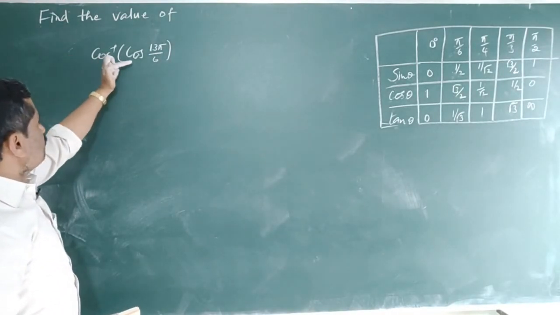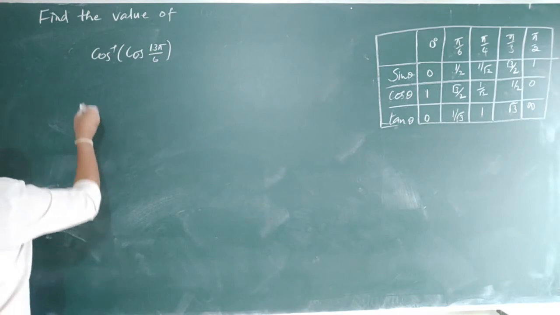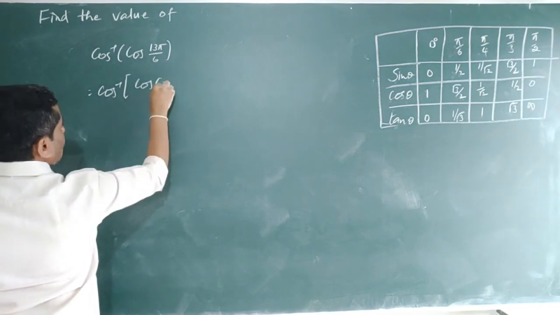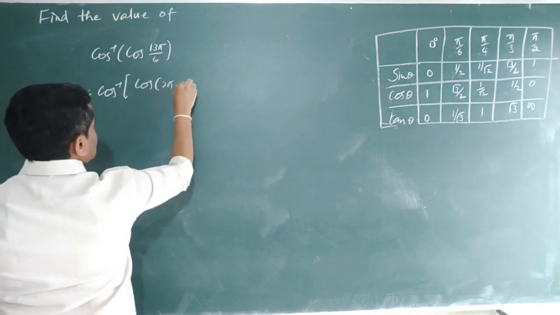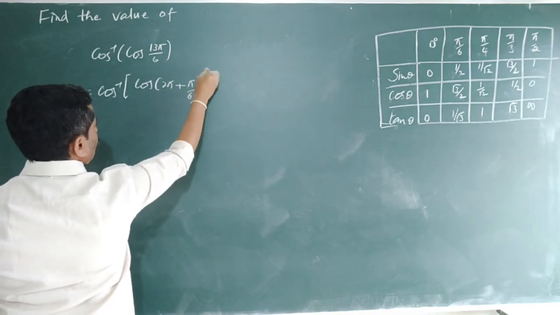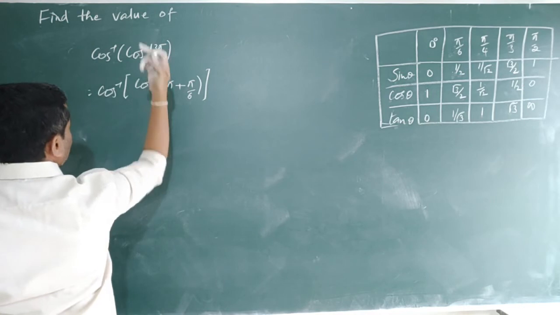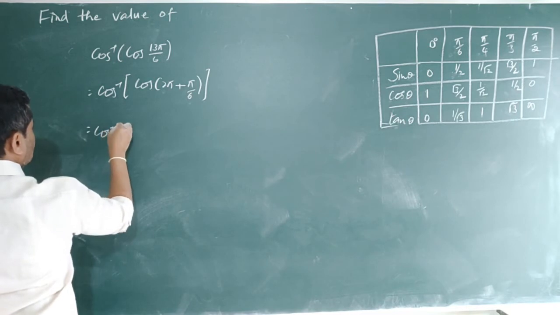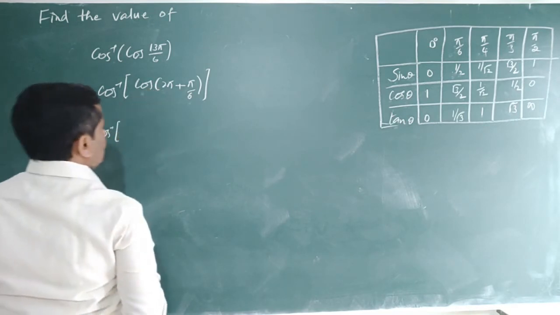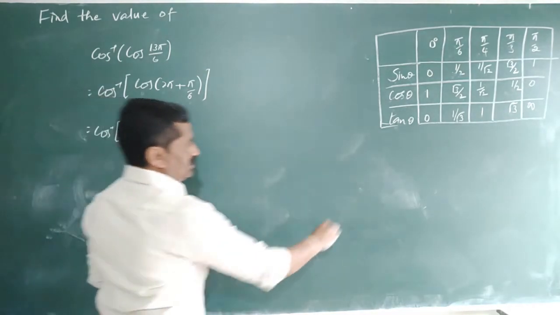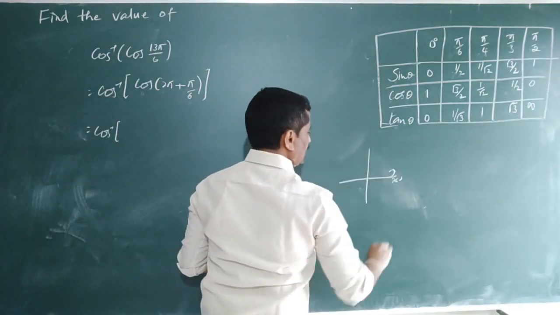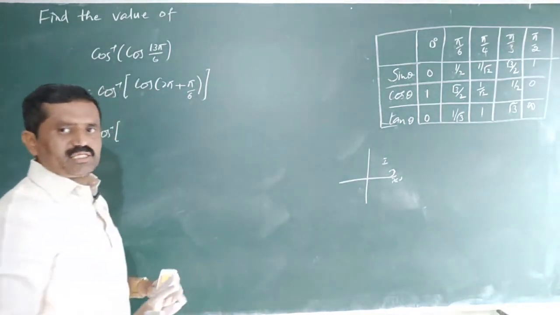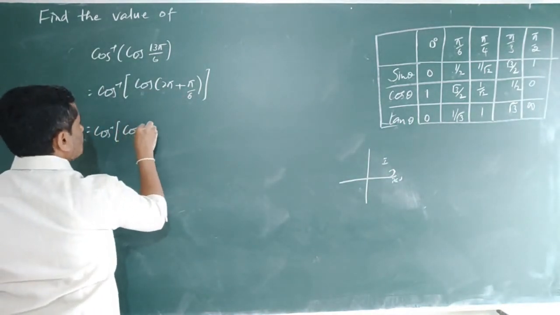Next we have to find the value of cos inverse of cos 13 pi divided by 6. Again that is equal to cos inverse of cos of 2 pi plus pi by 6. Okay, so that is 12 pi plus pi, we have 13 pi by 6. Again that is cos inverse of cos of 2 pi, that is 180 into 2, we have 360. So 360 plus theta falls in the first quadrant. In the first quadrant all the ratios are positive. Therefore we have cos pi by 6.